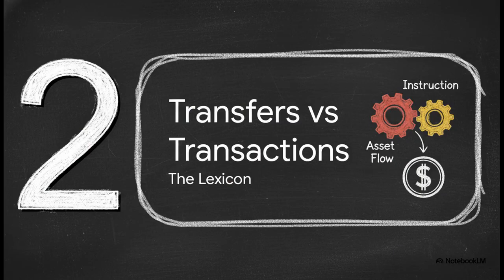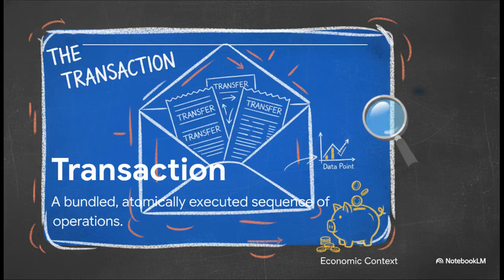Moving to Section 2, transfers versus transactions defined, building our lexicon. Before we write any data on the board, we really need to separate the broader instruction from the granular flow of the asset itself. The authors make a great point here. To understand the ecosystem, we have to stop conflating two very different technical concepts.